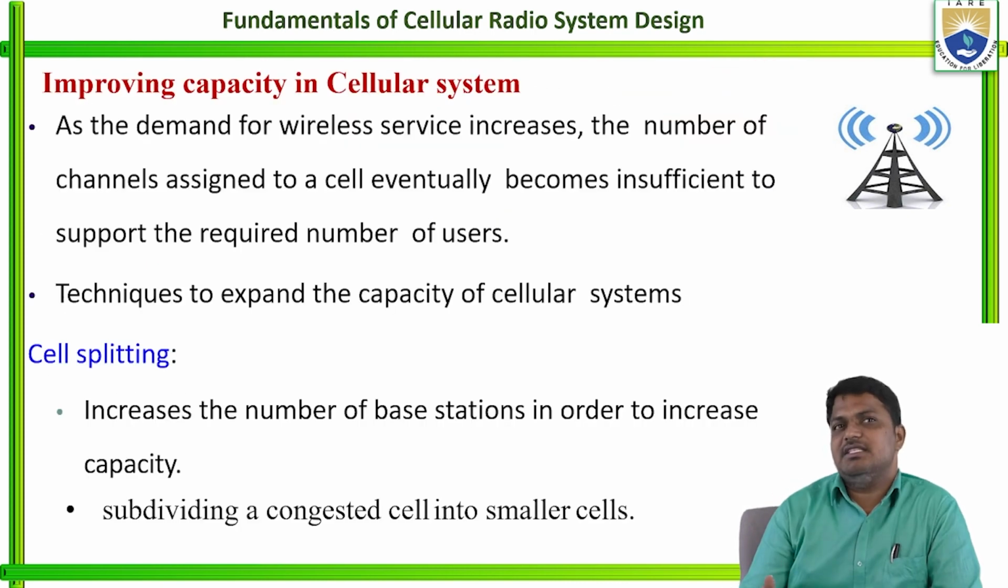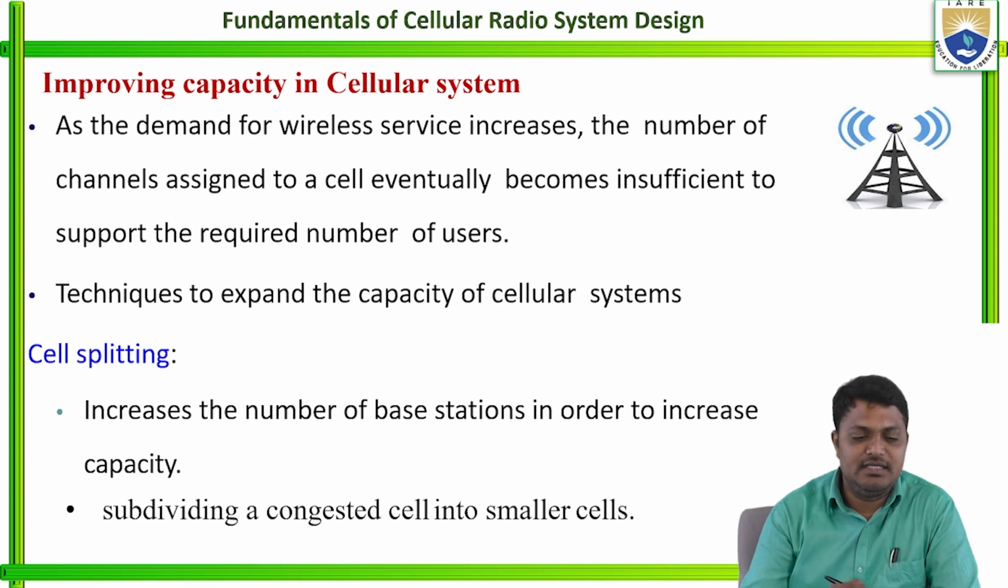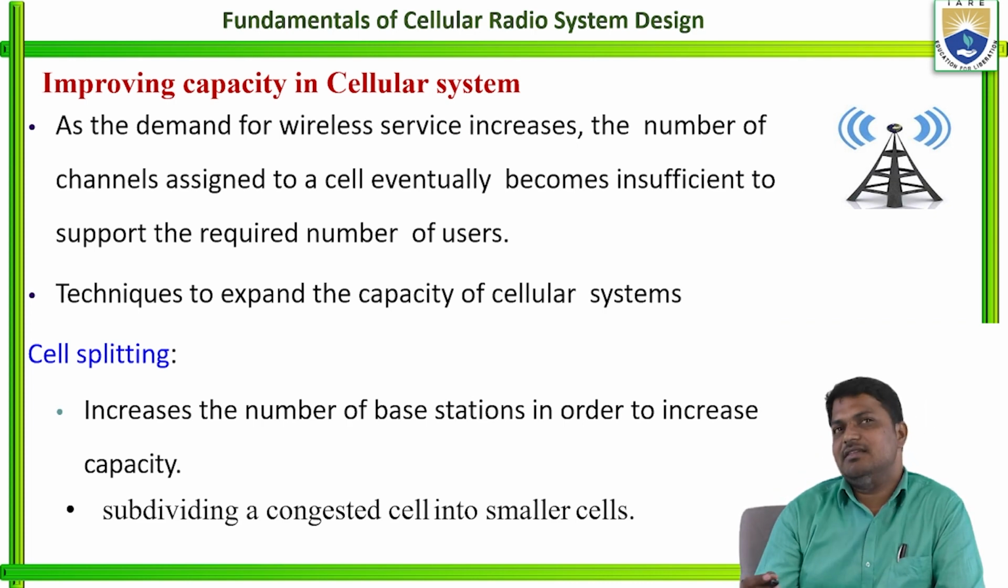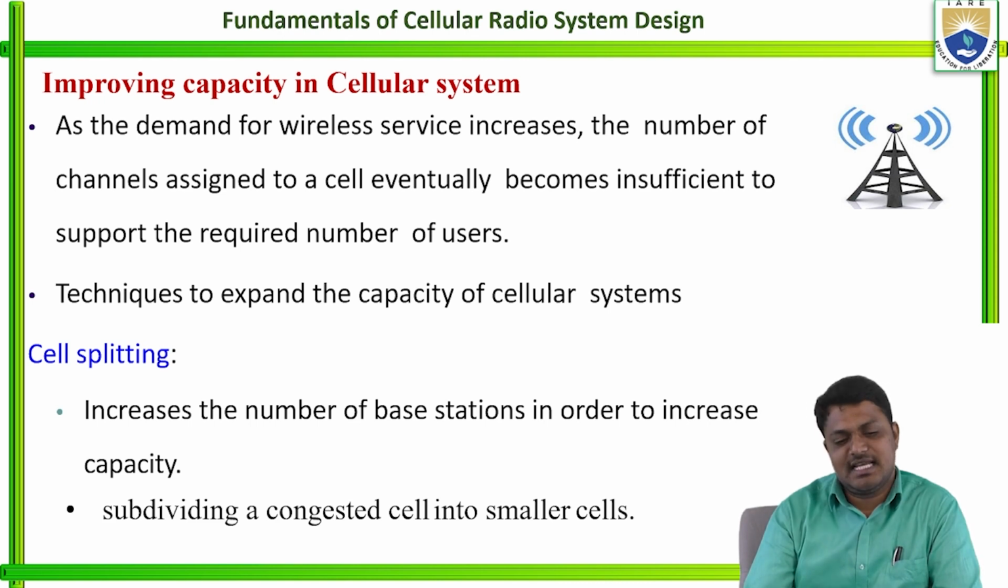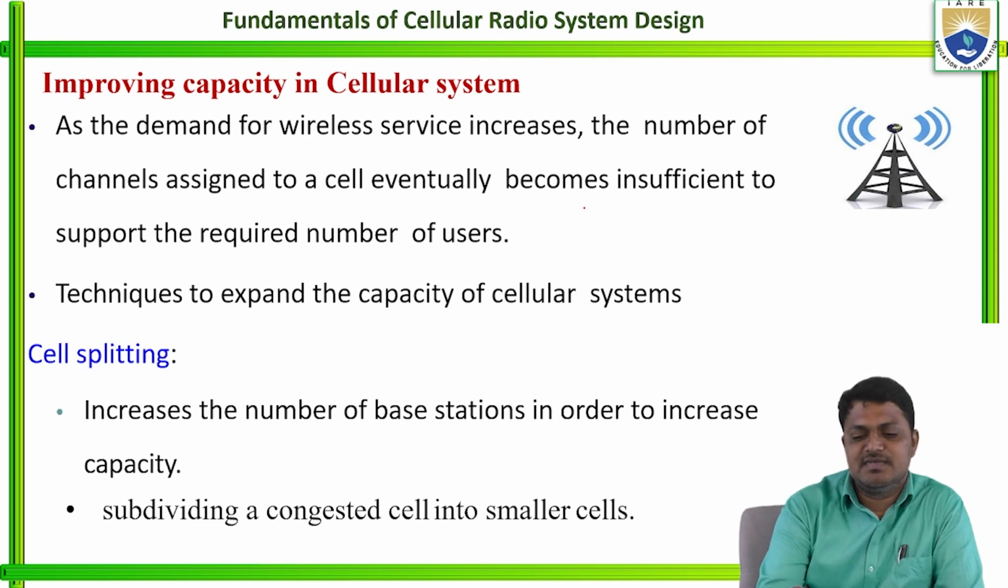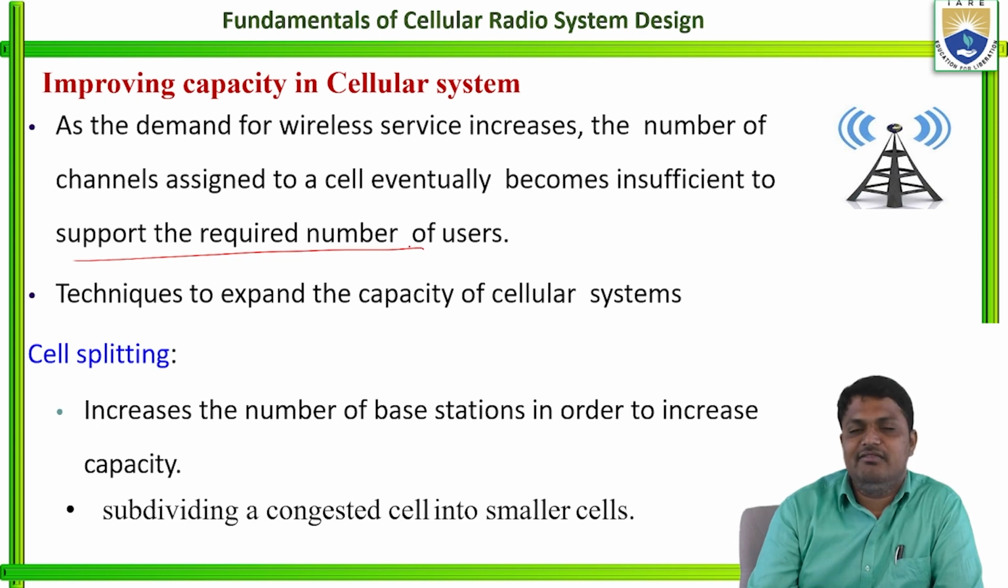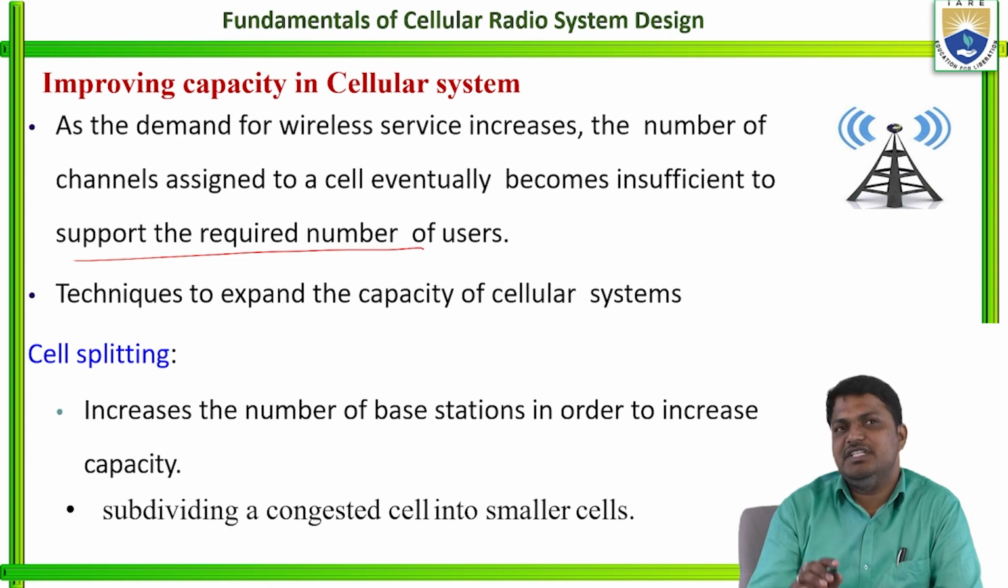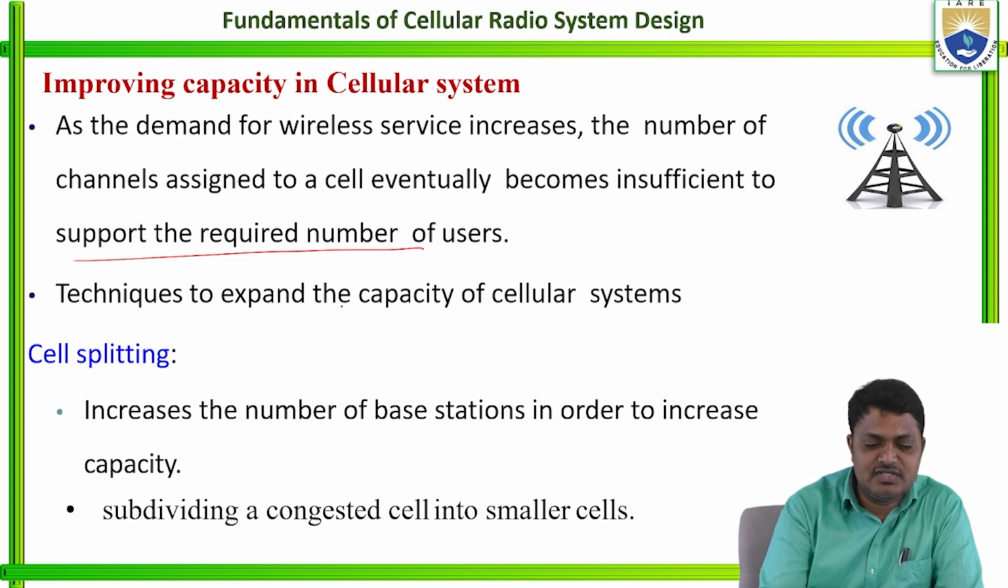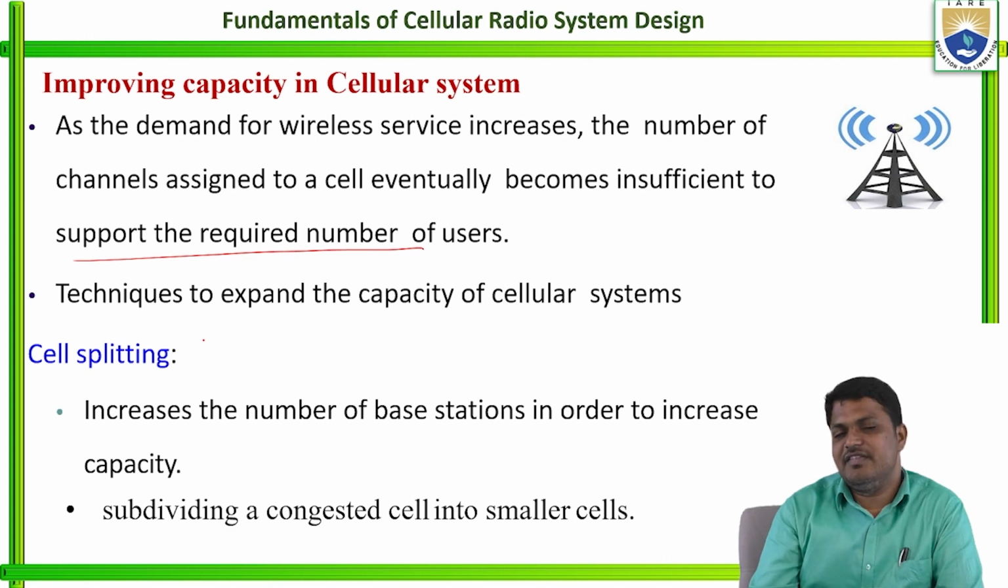To improve the system capacity, what are the factors we have to implement? As the demand for wireless service increases, nowadays wireless communication is increasing, and then the number of channels assigned to a cell eventually becomes insufficient to support the required number of users. So what are the techniques to expand the capacity of a cellular system?